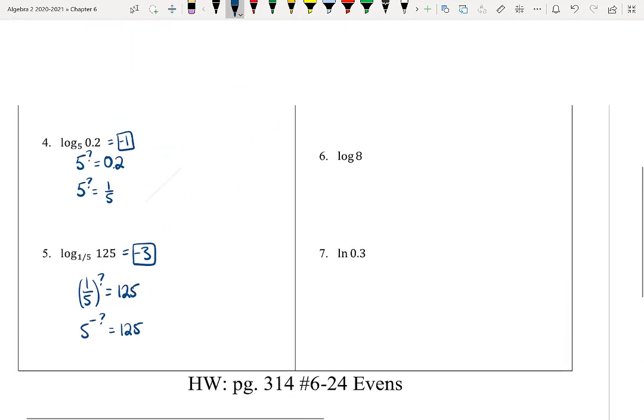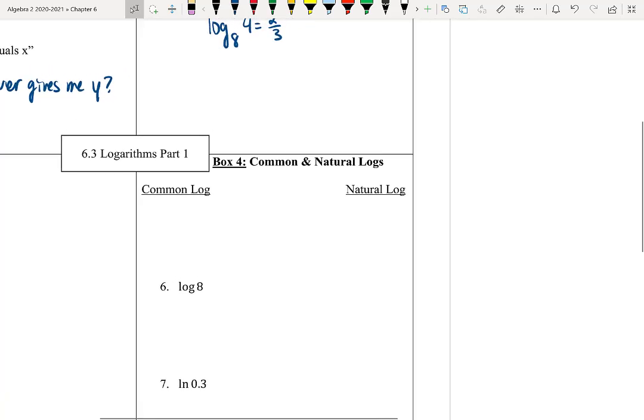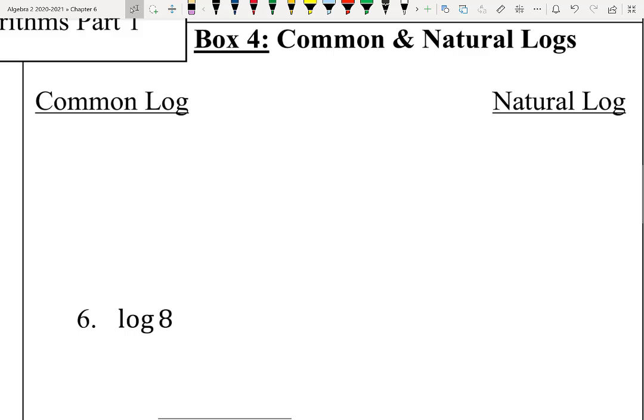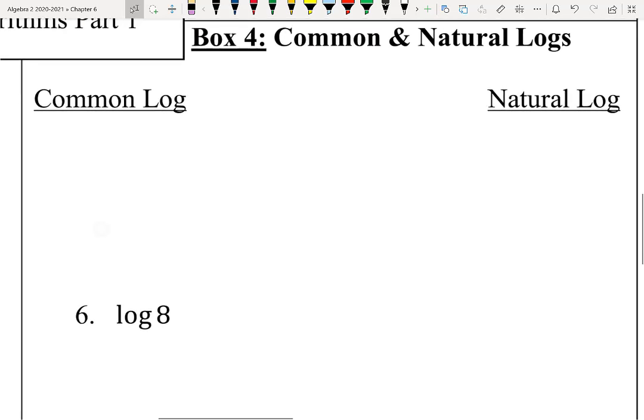All right, box 4, last but not least, a couple of our special cases. We have 2 special cases and then also some shortcuts. This is how we'll do some evaluation eventually. We have 2 special kinds of logs, and they're special in that we use a particular base.